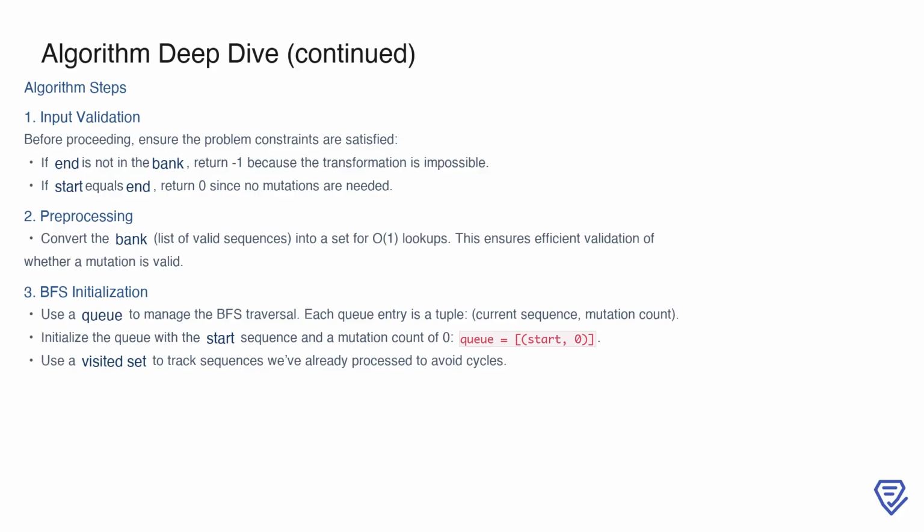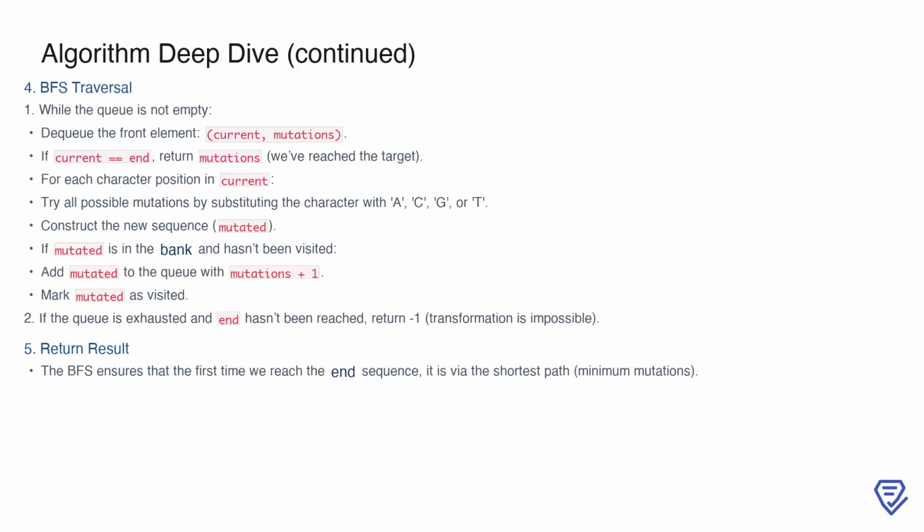Additionally, we use a visited set to keep track of sequences we have already processed to avoid redundant work and infinite loops. Now for the BFS traversal process. While the queue is not empty, we dequeue the front element, which gives us the current sequence and the mutation count. If the current sequence matches the target sequence, we return the mutation count because we have reached the goal. Otherwise, we iterate over each character position in the current sequence.